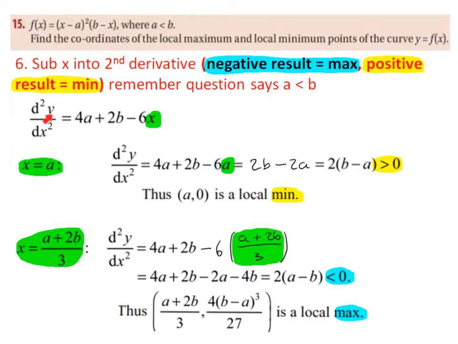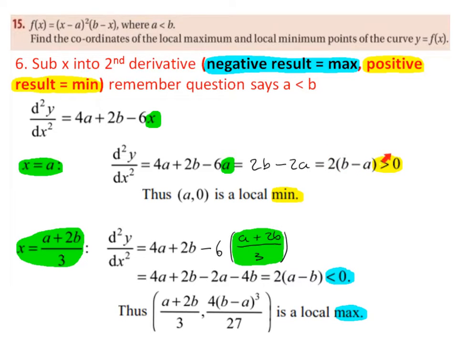So our second derivative is 4a plus 2b minus 6x. So our first x value was a, our second x value was (a plus 2b) over 3. So subbing x equals a into the second derivative, we have 4a plus 2b minus 6a, so swapping that x for a. So we get 2b minus 2a, and that factorizes to give 2 times (b minus a).